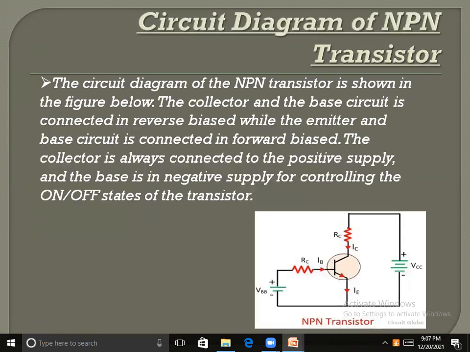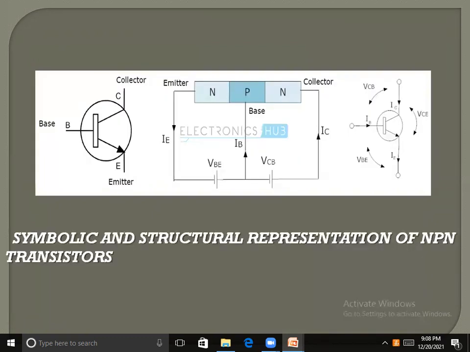Now, the circuit diagram of an NPN transistor. The circuit diagram of an NPN transistor is shown in the figure below. The collector and the base circuit is connected in reverse bias while the emitter and the base circuit is connected in forward bias. The collector is always connected to the positive supply and the base is connected to the negative supply for controlling the on or off states of a transistor. The symbolic and structural representation of an NPN transistor: the first picture shows the symbolic and all the rest of the pictures are structural representations of an NPN transistor.